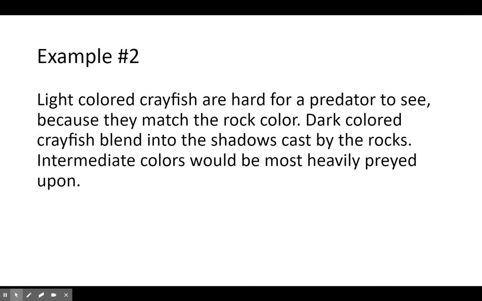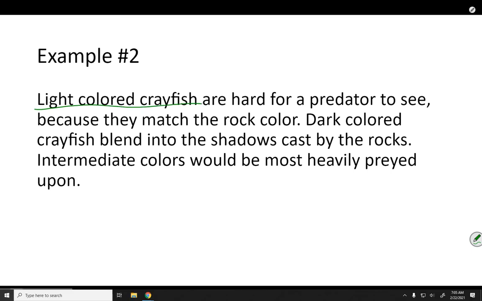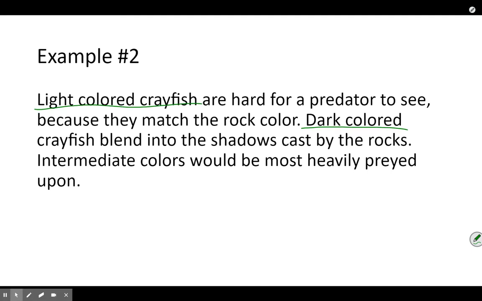Oh, missed that part. Now the second example says, light-colored crayfish are hard for a predator to see because they match the rock color. Dark-colored crayfish blend into the shadows cast by the rocks. So that means our intermediate, our in-between color would be the most heavily preyed upon. So light-colored are good. It says also dark-colored are good. But the one that is a problem is our intermediate colors. So those ones are going to be heavily preyed upon, meaning that our middle is going to be the part that gets affected.